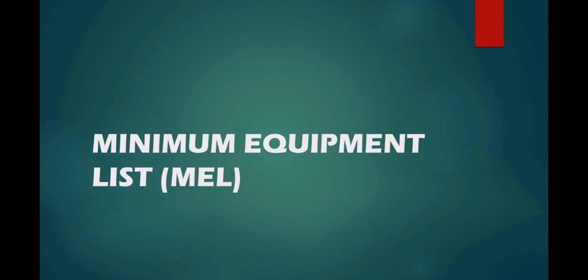Hello guys, today I am going to talk on MEL, that is minimum equipment list. It is a very important document of the aircraft, and in short it allows a pilot to legally fly the aircraft even if something has been broken. So let's go.